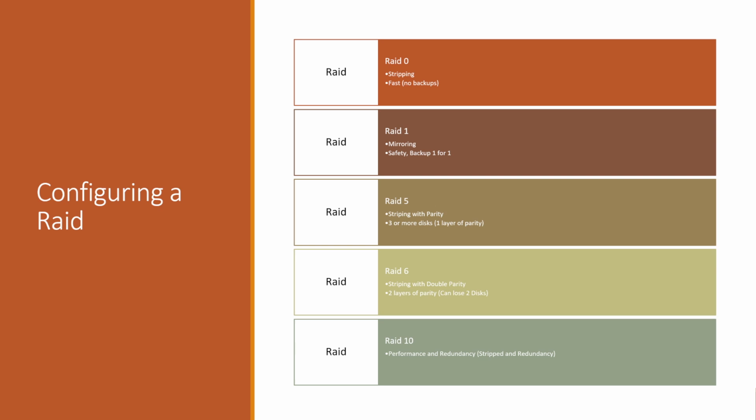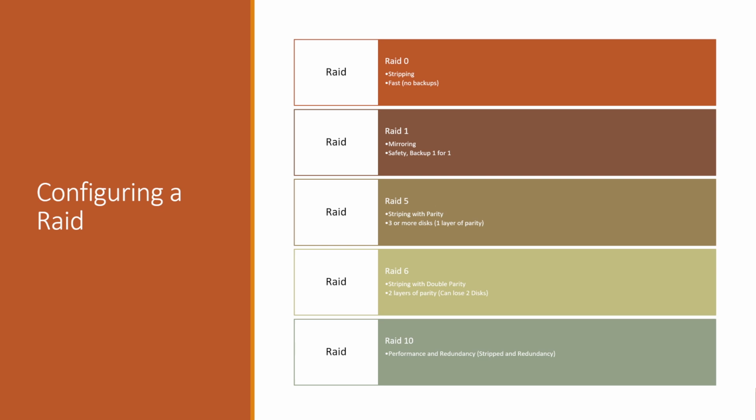We've got a RAID 5, where we have striping with parity. This is 3 or more disks. RAID 5 only has one layer of parity, so we're allowed to lose one disk without failing the RAID. We have RAID 6, which will have striping with double parity, a lot like RAID 5, but instead we've got 2 layers of parity.